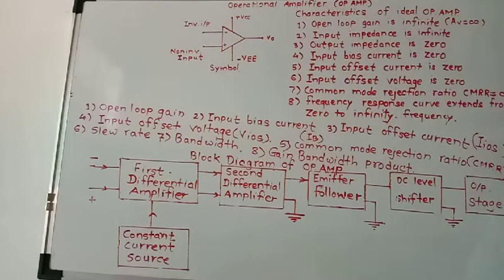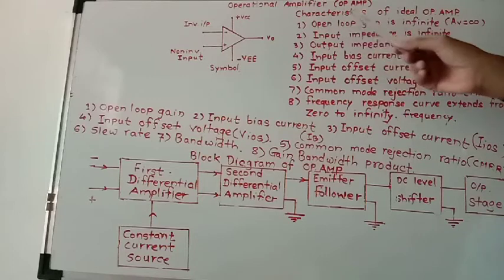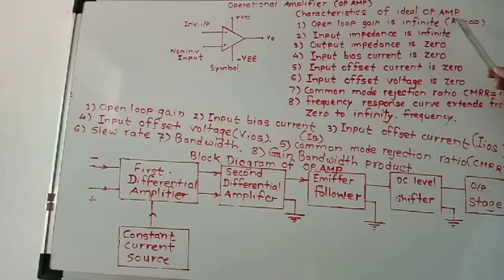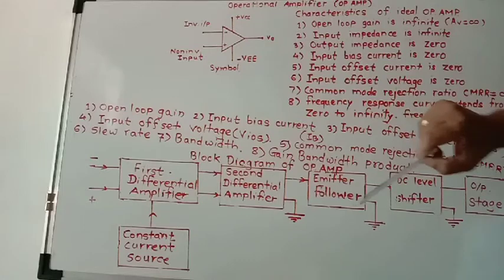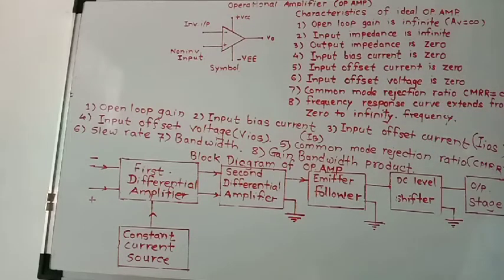So first we will see the characteristics of an ideal operational amplifier. Characteristics of ideal op amp. First characteristic, its open loop gain is infinite, that is AV is equal to infinity. So what is meant by open loop gain? It is the gain of the amplifier without feedback. Without feedback, the open loop gain is infinite.